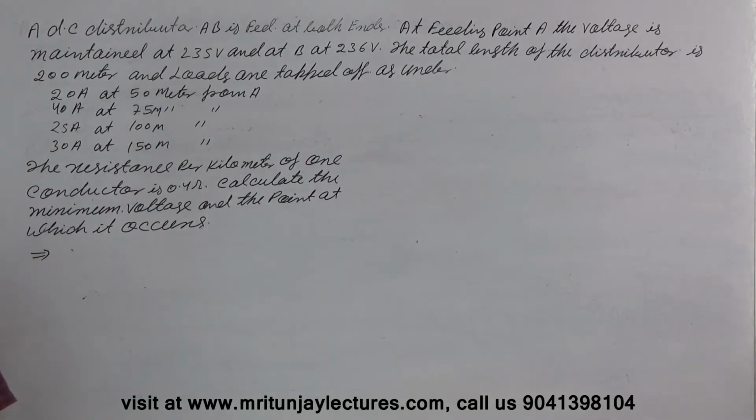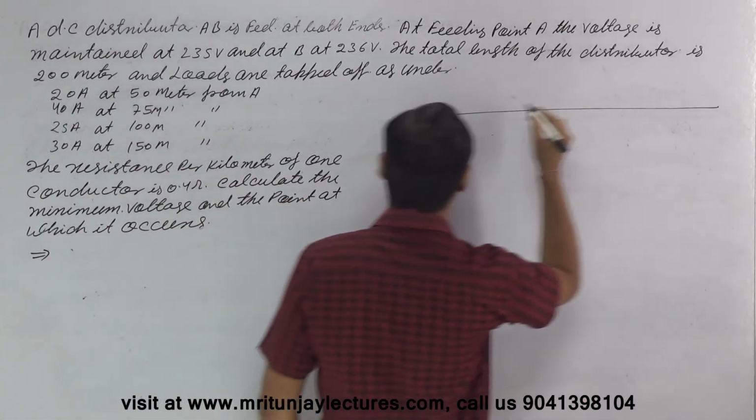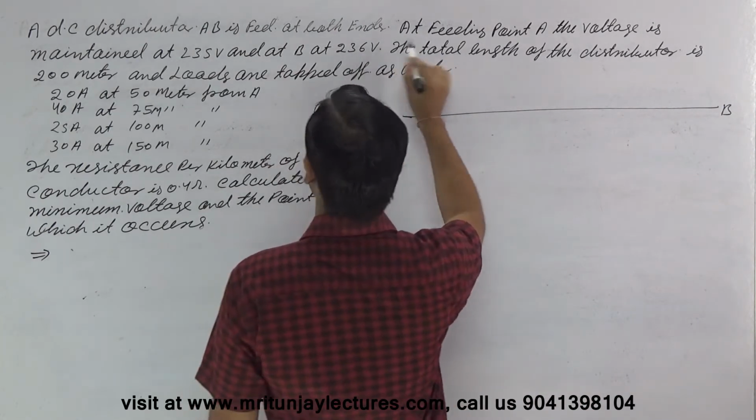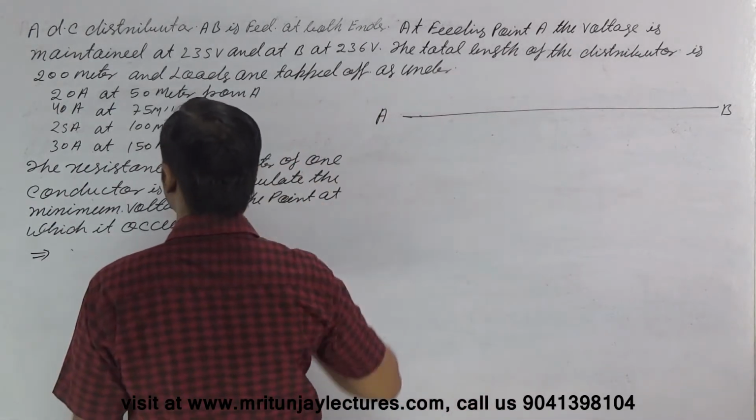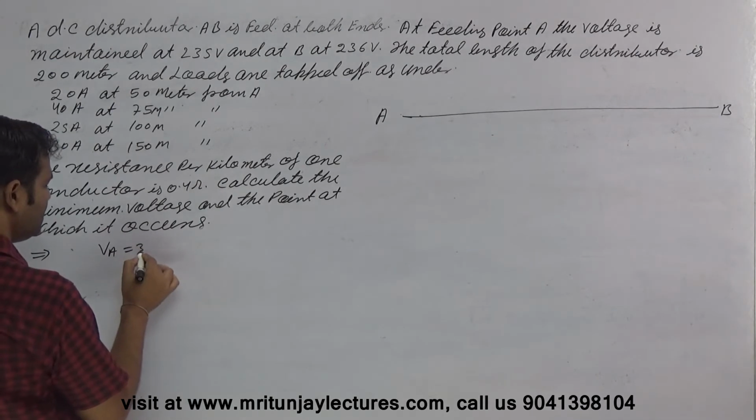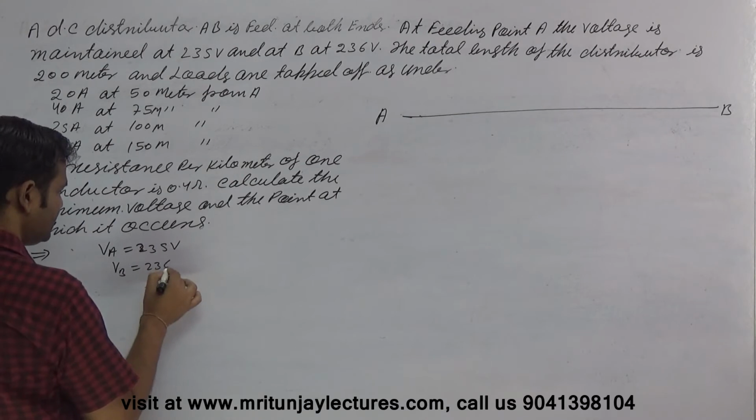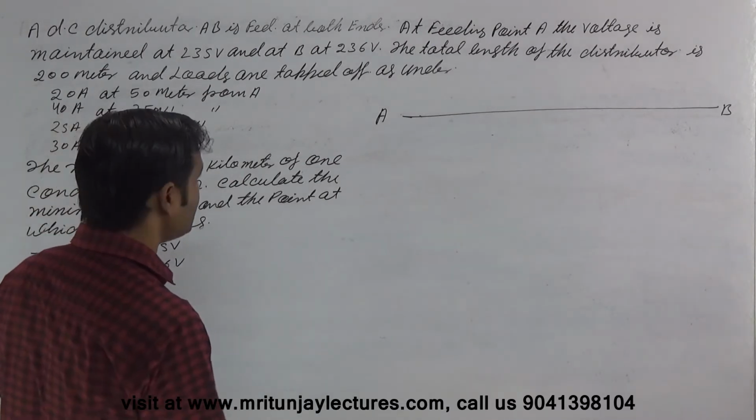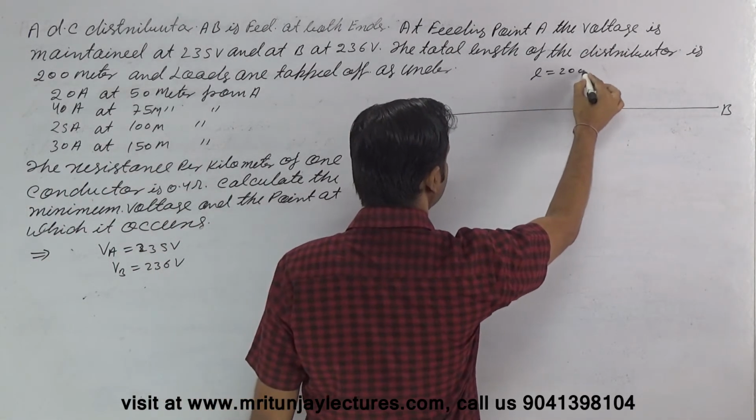Now corresponding to question 8, a DC distributor AB is fed from both ends. First of all make this A and that B, fed from both ends. At the feeding points A and B the voltages are VA, 235 volt, and VB, 236 volt. The total length of the distributor is 200 meter, that is L equal to 200 meter.